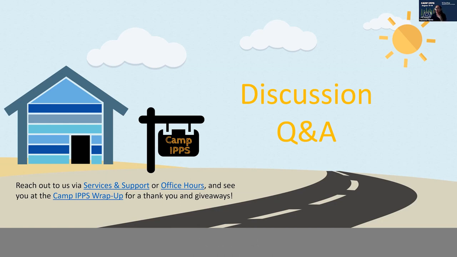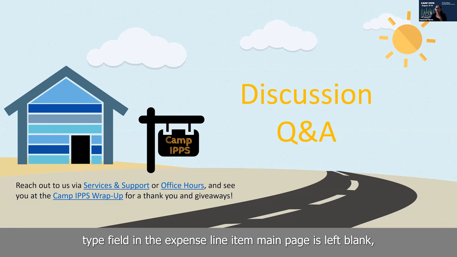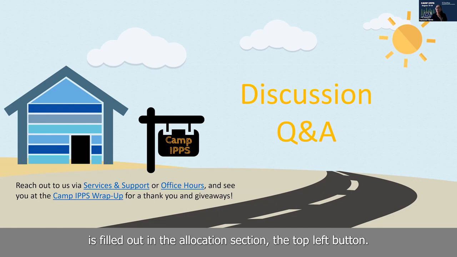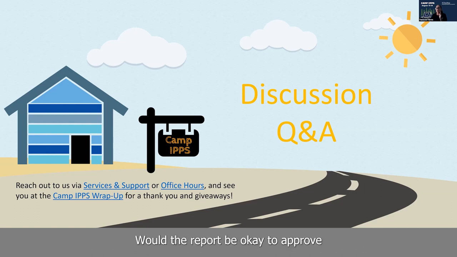Thank you. Okay, and then the next question is, if the expenditure type field in the expense line item main page is left blank, but the expenditure type is filled out in the allocation section, the top left button, would the report be okay to approve, or would the approver need to send it back? I don't think it allows you to leave it blank. If you submit it, it's going to kick it back. I've never seen it go through with it being left blank.